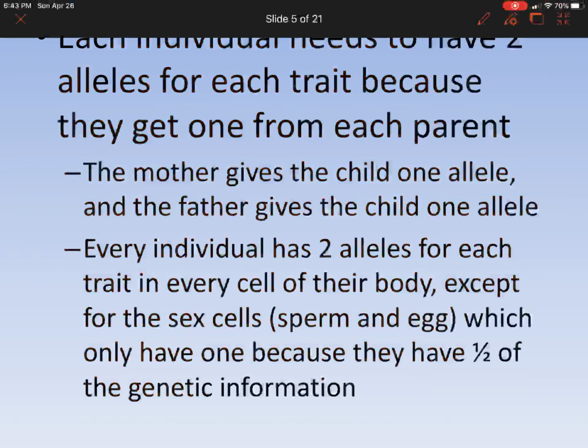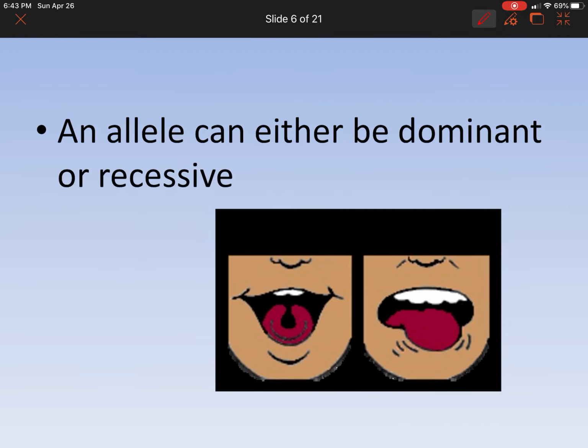That would be the sperm and the egg, which only have one because they have half of the genetic information. So these are the gametes, right? Instead of 46 chromosomes, they only have 23. So they've got half the chromosomes and half of the alleles for each. Now, an allele can either be dominant or recessive. So we're going to learn those two terms here.